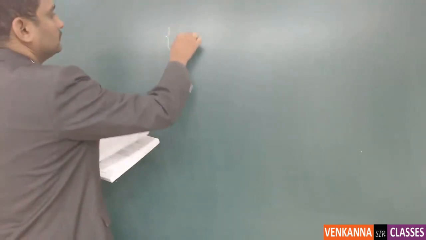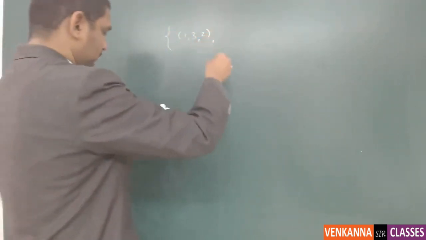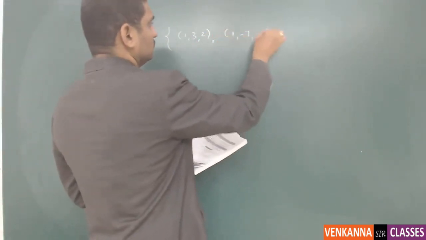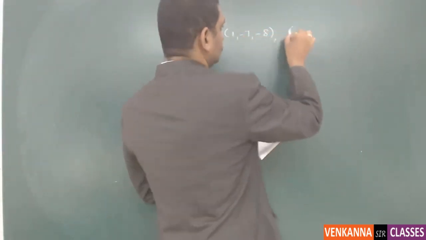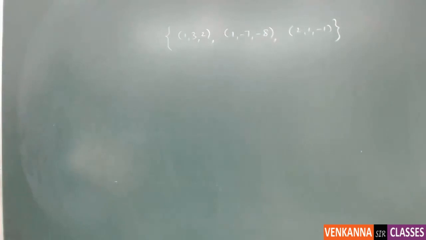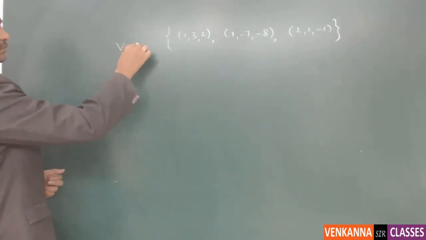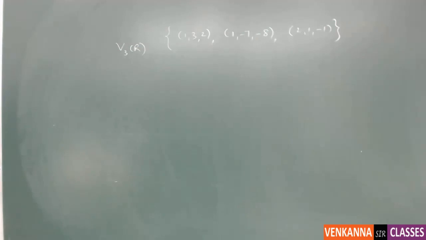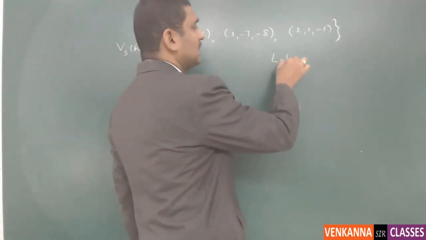Now let us take a problem. So here I have taken three vectors: (1, 3, 2), (1, -7, -8), (2, 1, -1). So the question is, we have to prove that the set is linearly dependent.